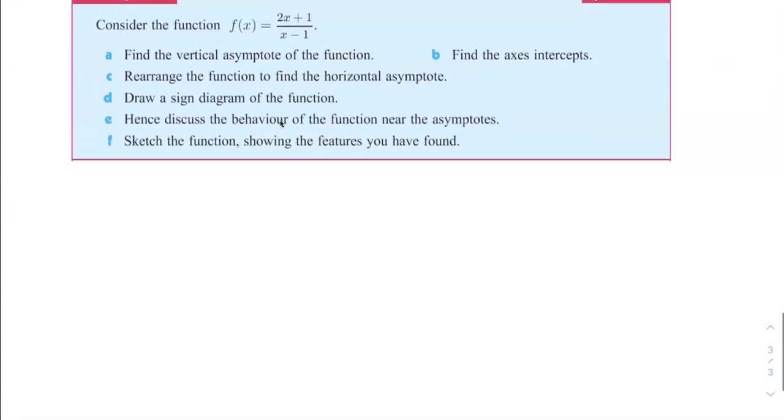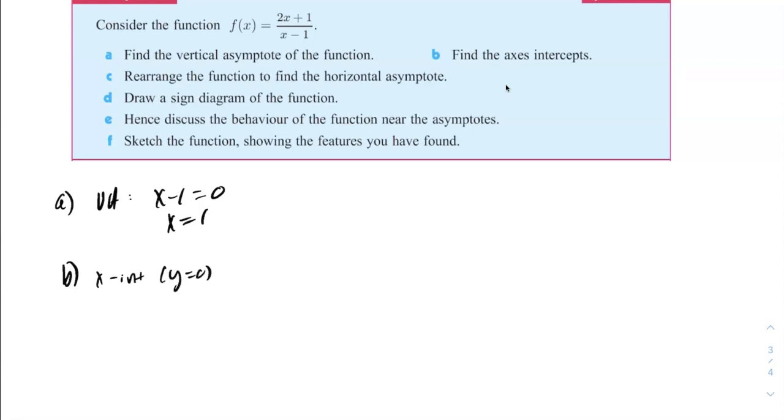So let's do this anyway. So A, find the vertical asymptote of the function. So all we have to do is set the denominator equal to 0. x equals 1. B, find the x-intercepts. So we have to find the x-intercept and the y-intercept.